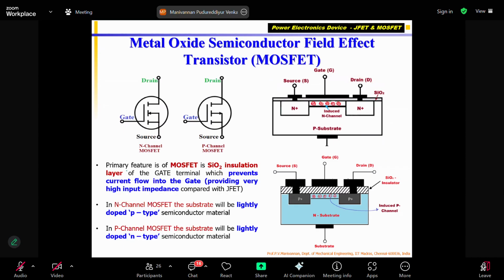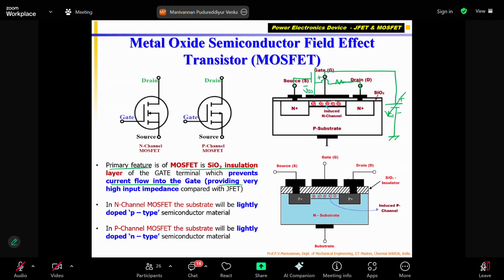That's why I said the primary feature of this one is the insulation layer, which prevents current from flowing into the gate terminal. For example, I give my control voltage like this, minus plus, this is my VGS. And between the source and drain, I give the main voltage. Of course, there's a load resistor, and this is plus minus, which I call VDS.